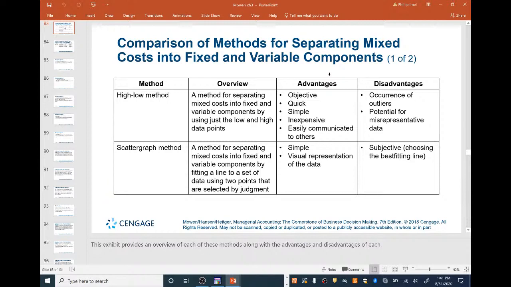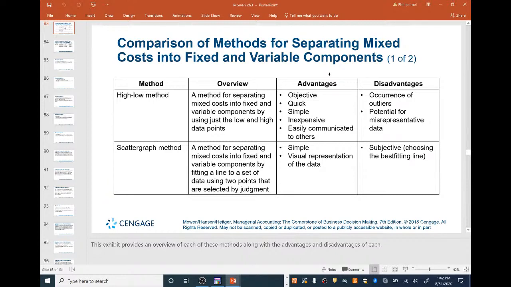The first method is the high-low method, which is the first one that we covered. The overview of this method is separating mixed costs into fixed and variable components by using just the low and high data points. Remember, we used the low and high data points, and that's how we ascertained everything else we were looking for. The advantages of the high-low method are that it's objective, quick, simple, inexpensive, and easily communicated to others. Some of the disadvantages are the occurrence of outliers and the potential for misrepresentative data.